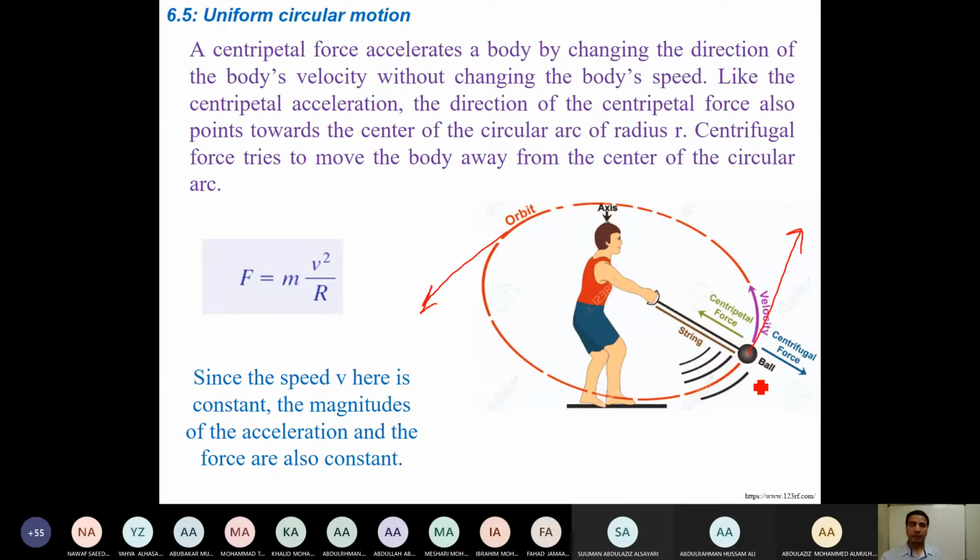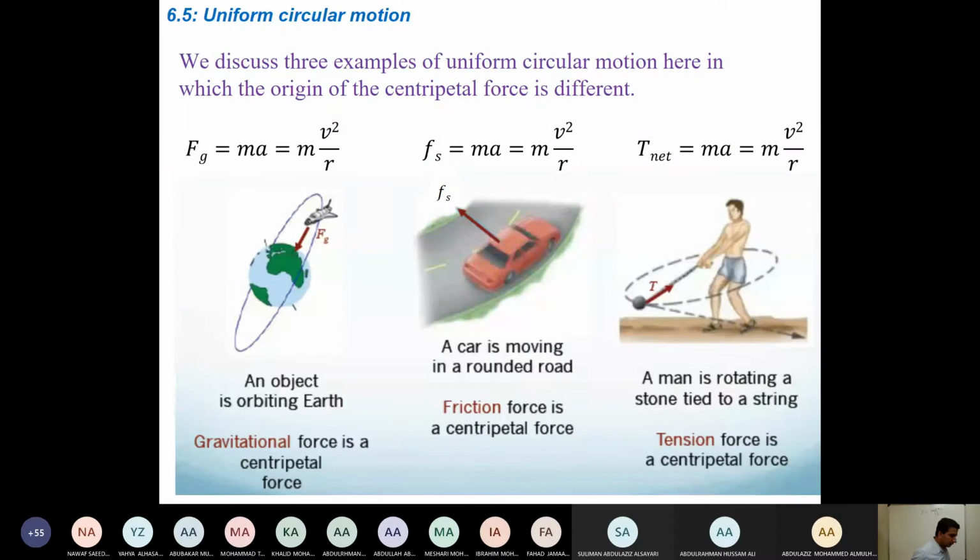The formula, whenever we are talking about it, will always be mv squared by r. And this v squared by r comes from the centripetal acceleration. There are different kinds of centripetal forces, and the shape of them changes. But no matter which type of centripetal force we talk about, at the end, the formula is going to be F equals mv squared by r.